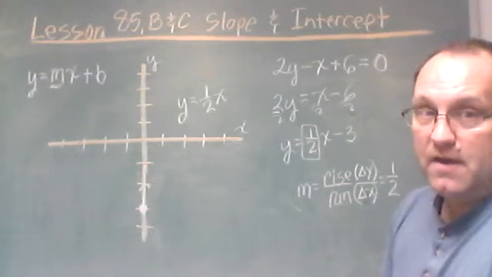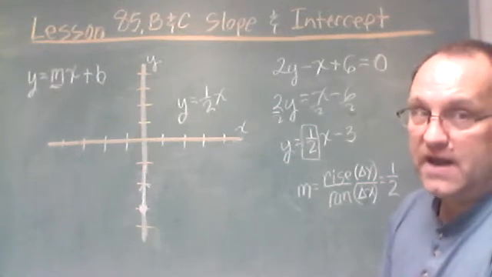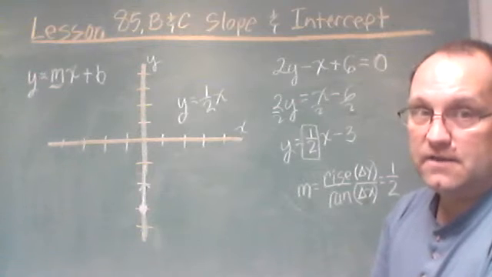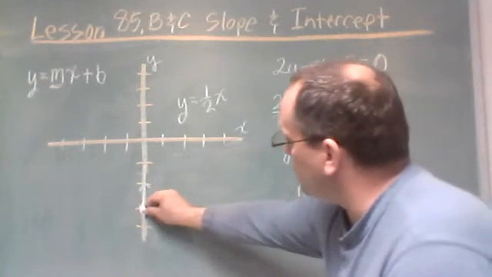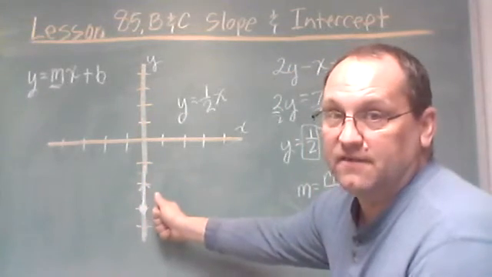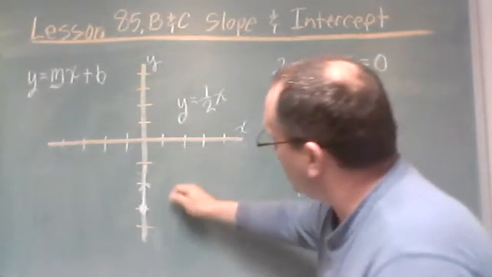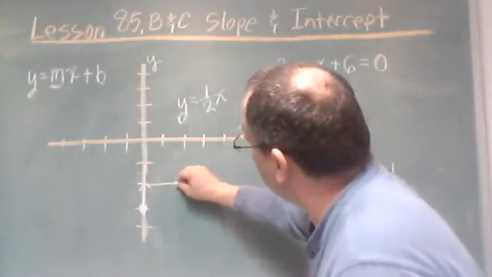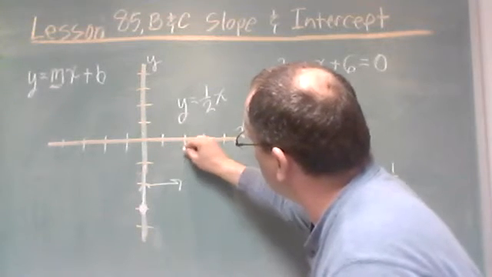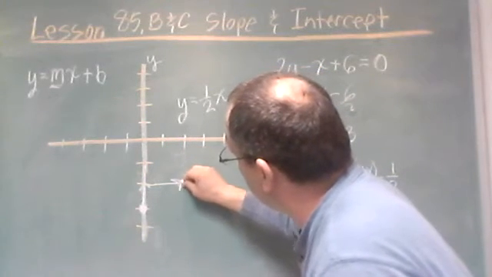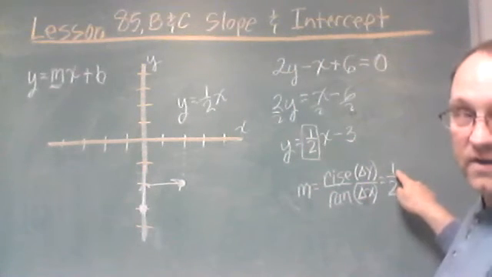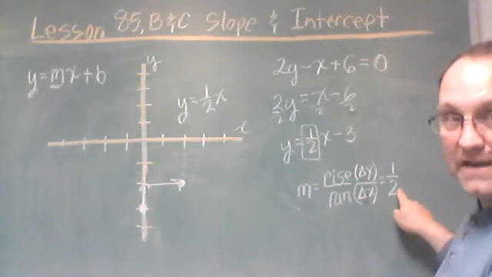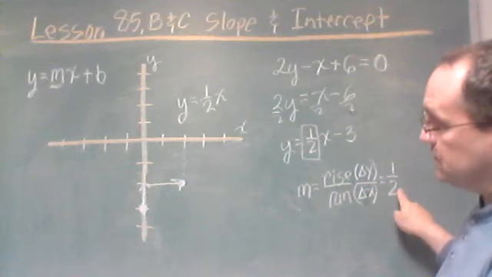Now both of them are positive. We have no negatives in the equation. So right now that means we would rise 1 unit positive. Positive is the up direction. We would run 2 units positive. 1, 2, and that would be our next point. Okay, we rose 1 unit, we ran 2 units to the right.